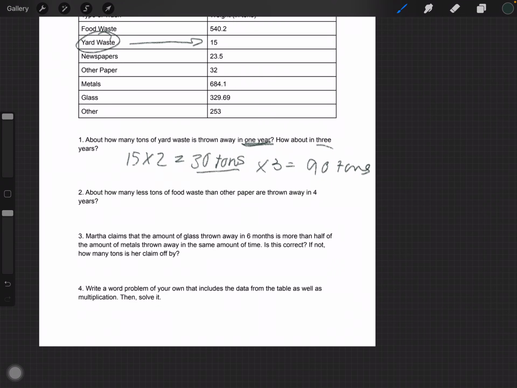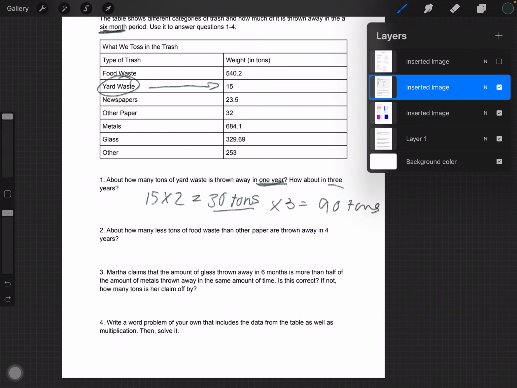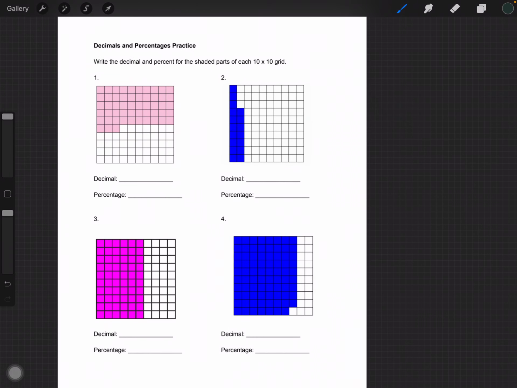So 2 and 3 are the same concepts, and 4 asks you to write a word problem that includes using this data, but you need multiplication as well. It can be something like number 1, because we use multiplication twice. So the third page is a little bit of review, or should be. So it's decimals and percentages practice.